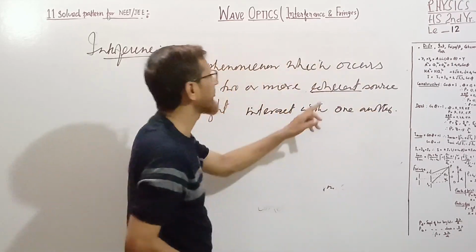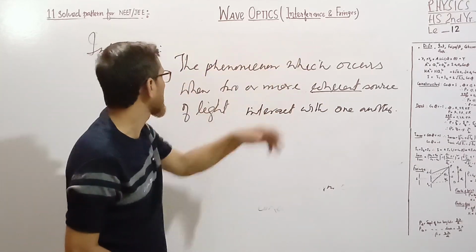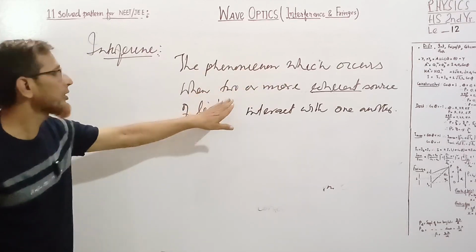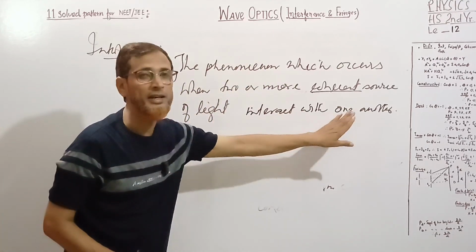The term coherent, which we mentioned earlier, is very important for the present discussion of interference and fringes. Interference is the phenomenon which occurs when two or more coherent sources of light interact with one another.